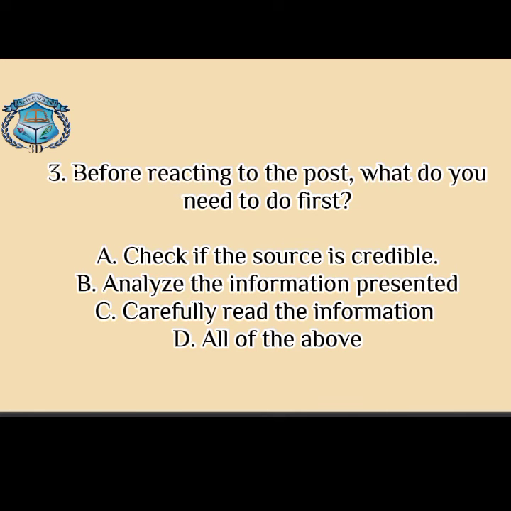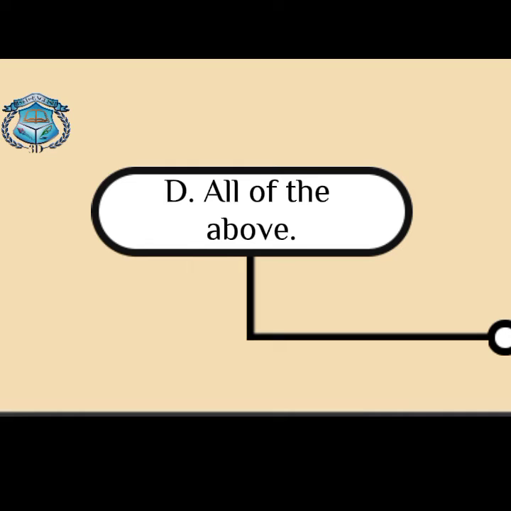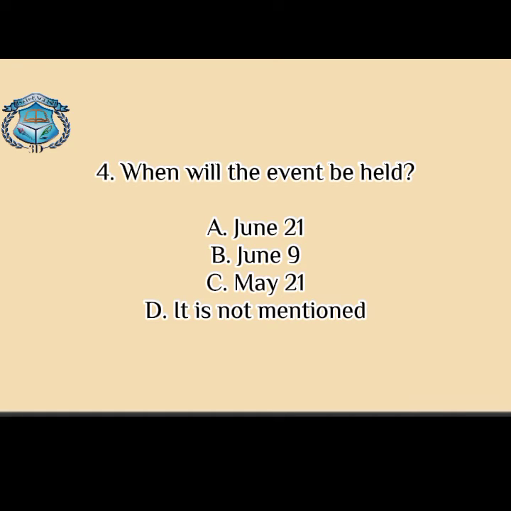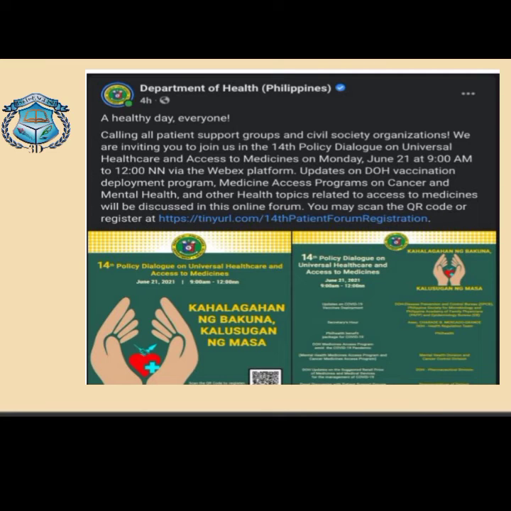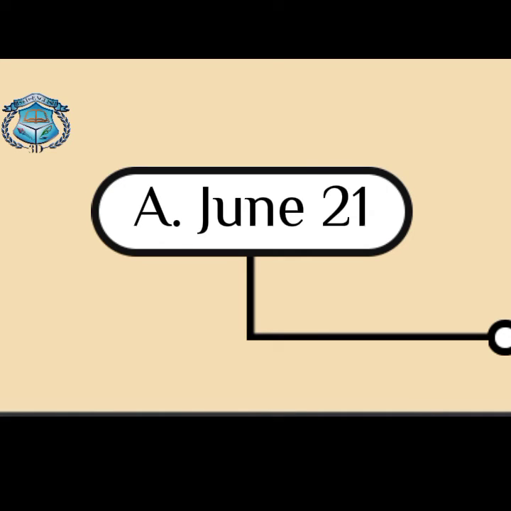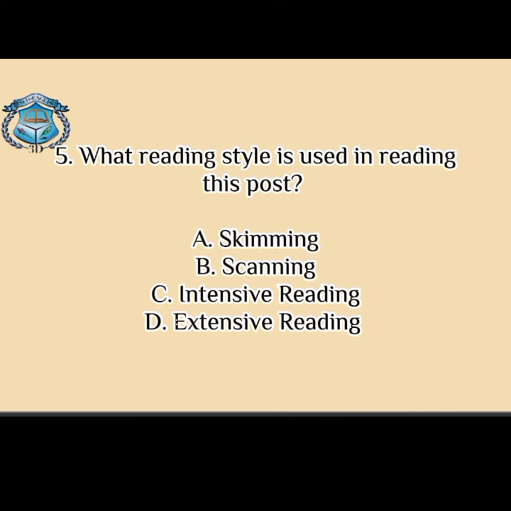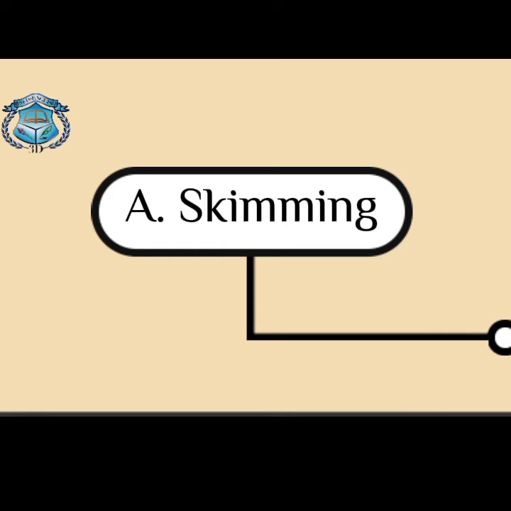Number 3. Before reacting to the post, what do you need to do first? The answer is letter D, all of the above. Number 4. When will the event be held? The answer is A, June 21. Number 5. What reading style is used in reading this post? The answer is A, skimming.